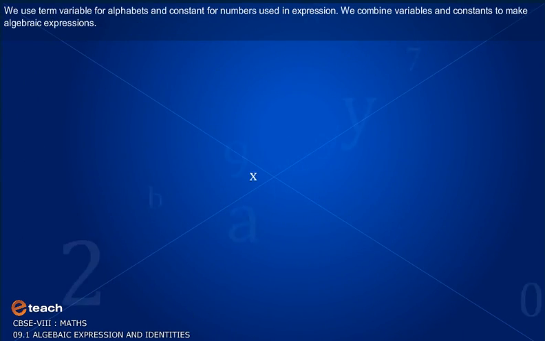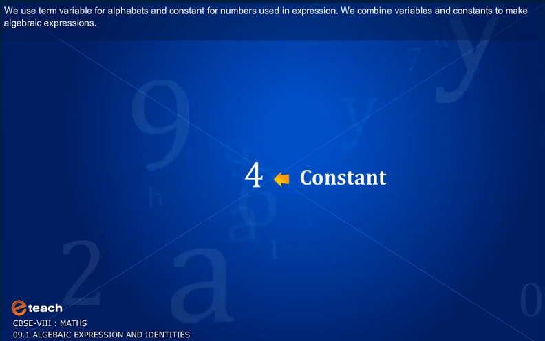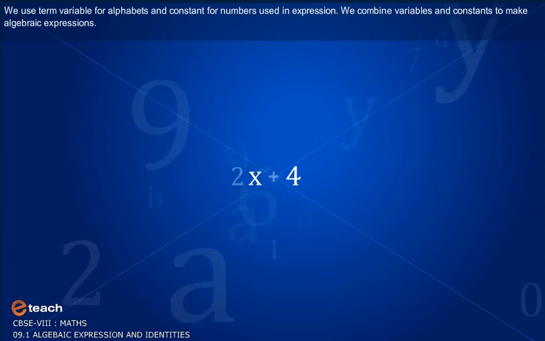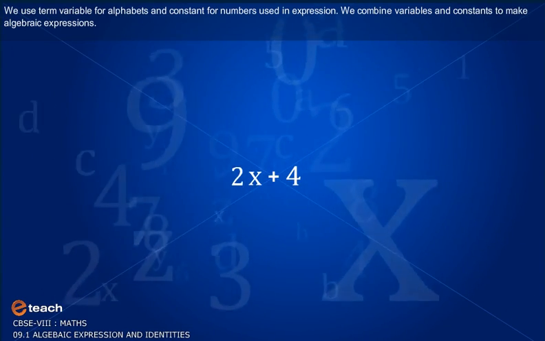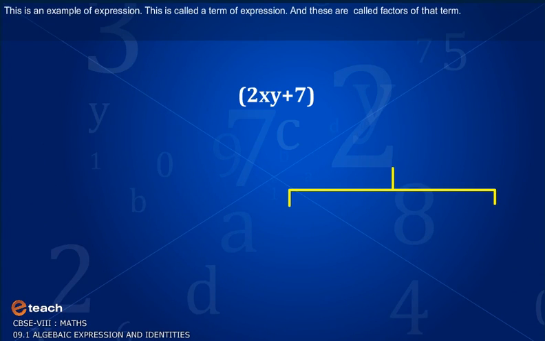We use the term variable for alphabets and constant for numbers used in an expression. We combine variables and constants to make algebraic expressions. This is an example of an expression.